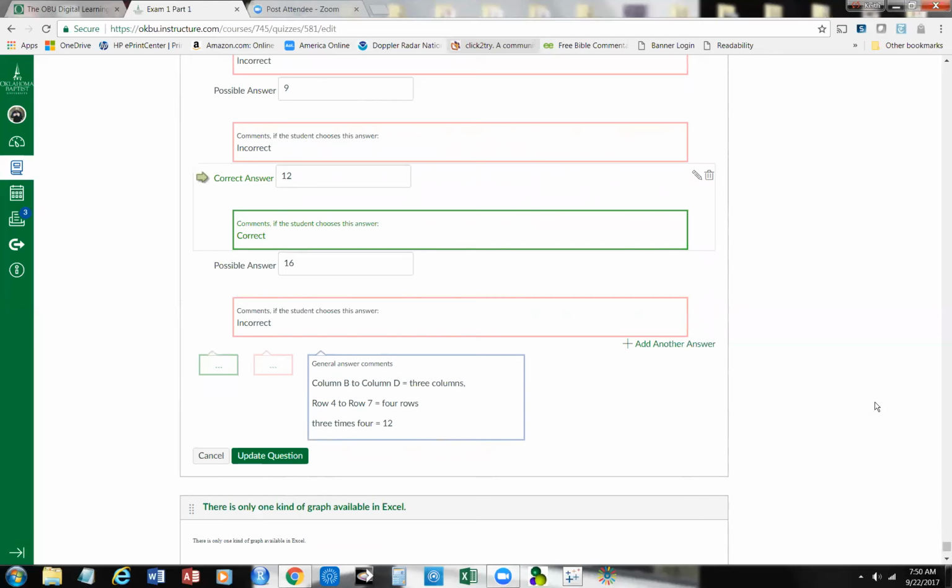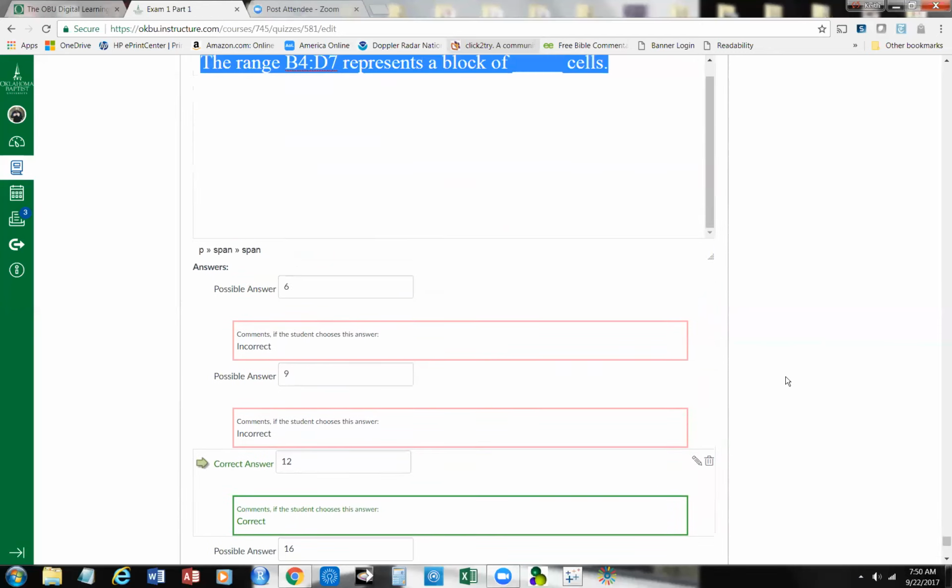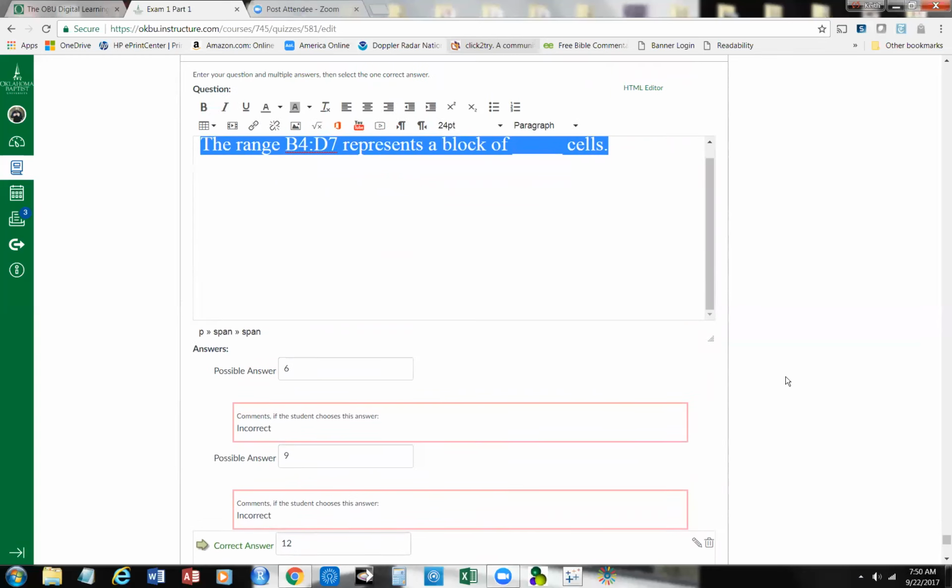Let's go back up here and take a look at it for a minute. Think about this. B4 to D7. To compute the number of cells in that array or block of cells, I have B, C, D. That's 3 columns. Then I have 4, 5, 6, and 7. That's 4 rows. 3 columns, 4 rows. 3 times 4 is 12. So the array is 12.